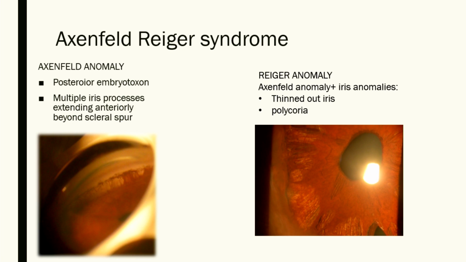Rieger anomaly, on the other hand, is an Axenfeld anomaly along with some iris abnormalities like a thinned out iris and polycoria. You can see in the left image, through those iris strands, you are able to see the scleral spur and trabecular meshwork. That is how an iris process will be, whereas if it's a PAS, you cannot see anything beyond it, which is one of the differences that she told.